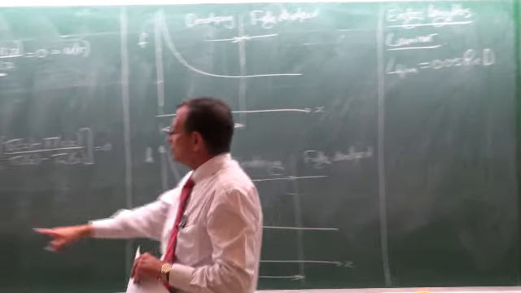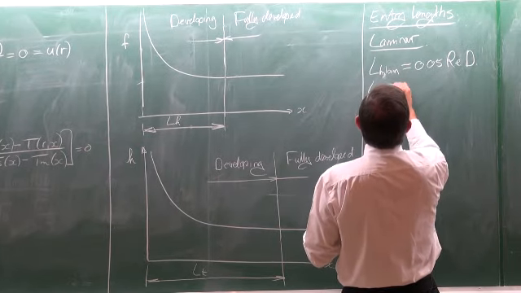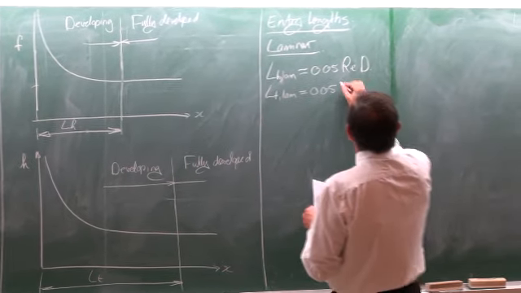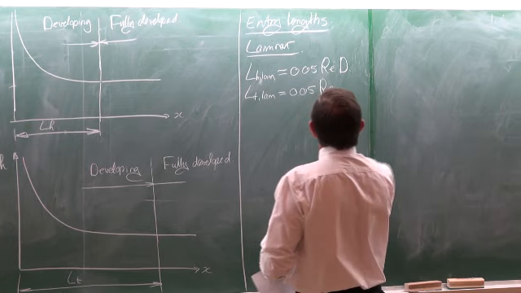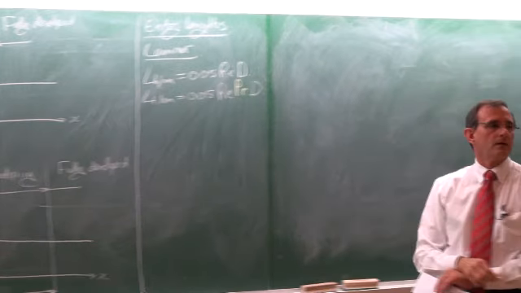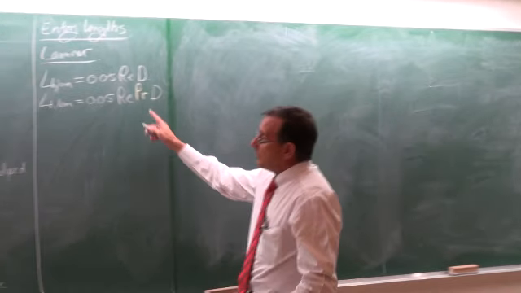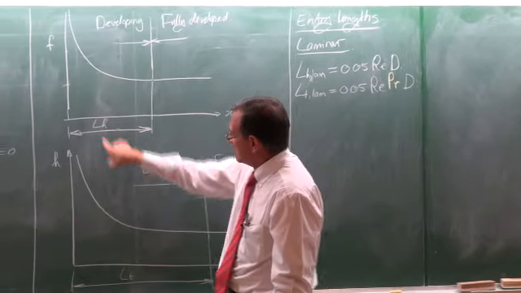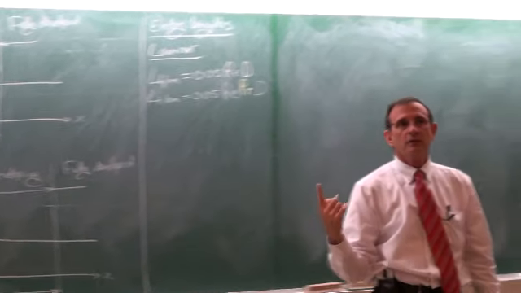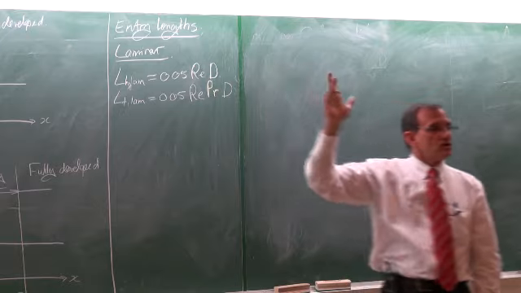For this one, LT. Okay. For LT, again for laminar flow, is equal to 0.05 multiplied by the Reynolds number multiplied by the Prandtl number multiplied by the diameter. Okay. So coming back to these results, this distance and this distance would be the same if the Prandtl number is equal to 1. If the Prandtl number is equal to 1, then those results would be the same.